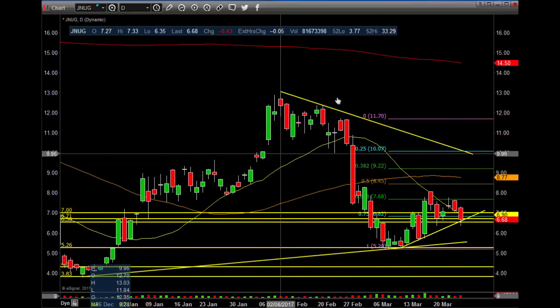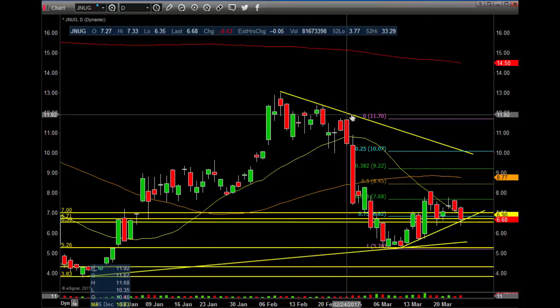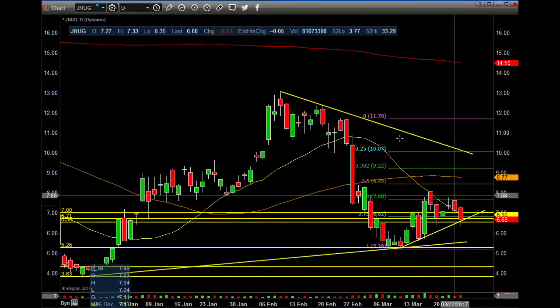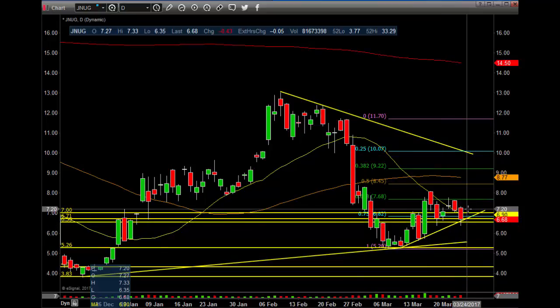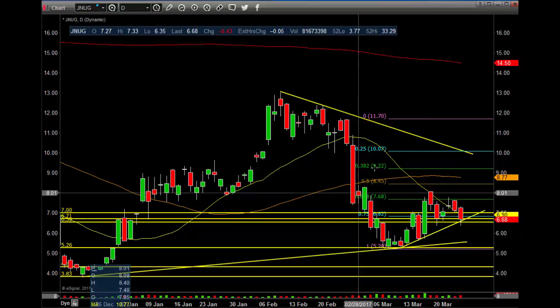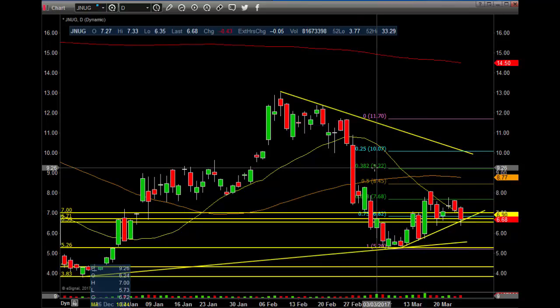I do not play this one at all. I do not have a position in this. I just have a lot of followers ask me about JNUG, so I'm just trying to give support and resistance. But right now, it's looking a little bit weak. Let's see what tomorrow brings us, and then on a weekly close as well, and then we'll try to figure out where this one could possibly be going.